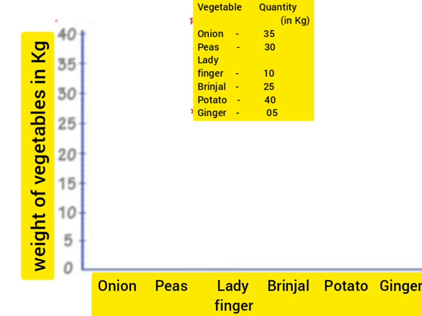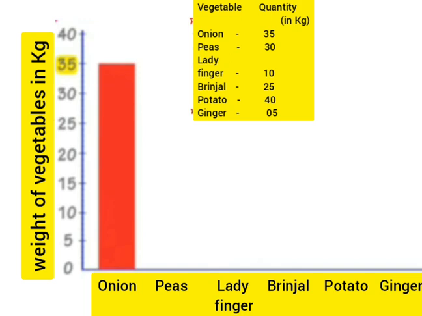Now look at the list carefully. The first item in the list is onion. The quantity of onion sold is 35 kg. And to represent the data, the quantity 35 kg, we draw a vertical rectangular bar. Now we will represent the second item of the list. Look at the list. After onion, peas is written there. 30 kg of peas are to be represented on this graph. Now we will draw another bar to represent the 30 kg.